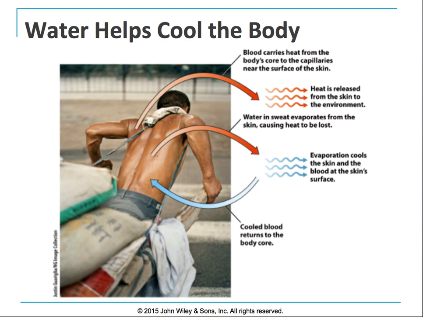So when you are exercising or working really hard and your body temperature is increasing, your blood will carry that heat from the core of your body to the capillaries, the very tiny blood vessels near the surface of your skin. Heat is then released from the skin to the environment, and the water in sweat evaporates from the skin, causing that heat to be lost. The evaporation of the sweat cools the skin and the blood at the skin's surface. So once cooled from the evaporation of sweat, the blood in your capillaries can then return to the core of your body at a lower temperature.